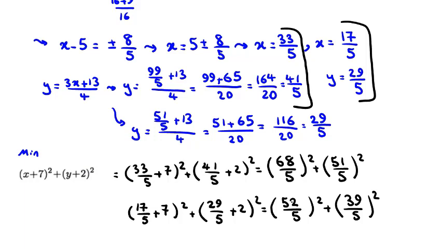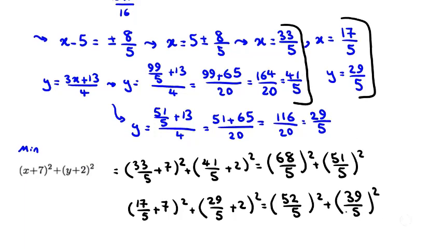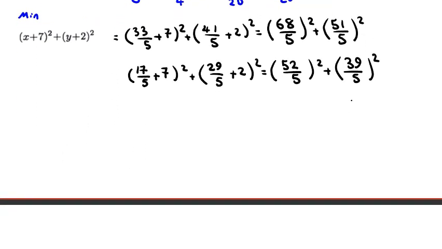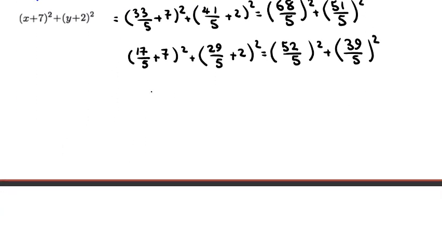Okay, as you can see, 52 is less than 68 and 39 is less than 51. Okay, here also we could say this one is less than this one is less than this. So because we want to find minimum, we should consider this case, 52 over 5 squared plus 39 over 5 squared. So it will be what? It will be 1 over 25, 52 squared plus 39 squared.